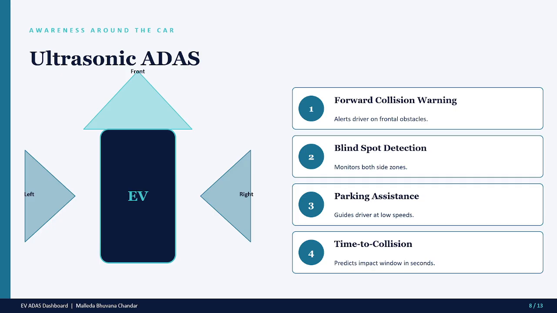Three HC-SR04 ultrasonic sensors are placed at the front, left, and right of the vehicle. The front sensor detects obstacles for forward collision warning. The left and right sensors detect vehicles for blind spots. When the speed is below 10 km per hour, all three sensors assist in parking. The system also calculates time to collision using distance and vehicle speed. Depending on the calculated values, the alarm level changes from advisory to warning and finally critical.